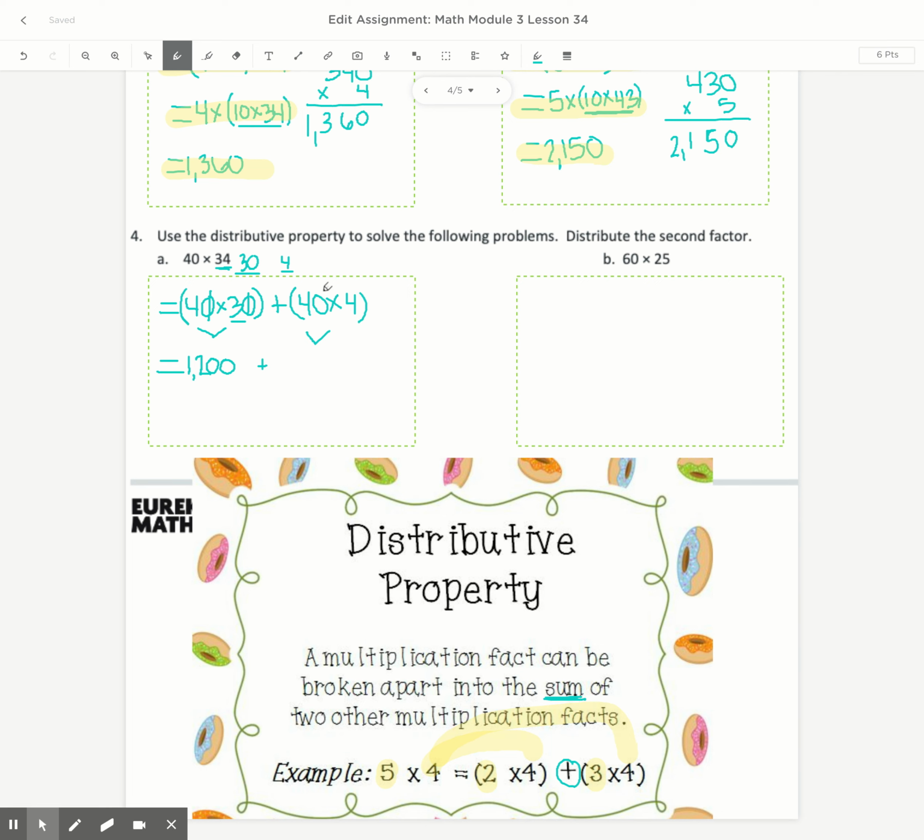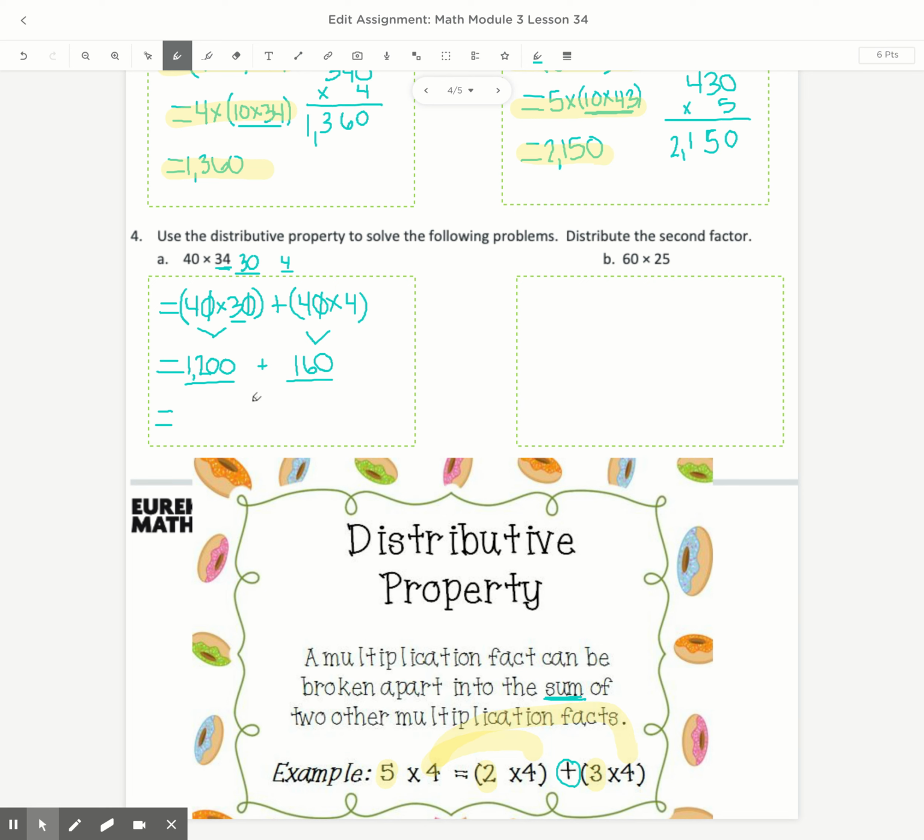And I bring down my plus sign, and now I can do 40 times 4. So again, I can ignore that 0 for a second and do 4 times 4. I know that that is equal to 16, but I can't forget about that 0. I crossed off 1 0, so I have to add 1 0 back in. So that really gives me 160. So now I have to add my two numbers together. I have 1,200 plus 160.